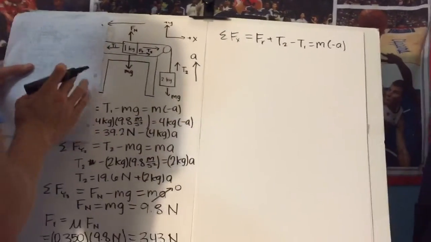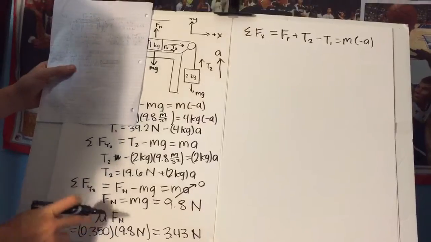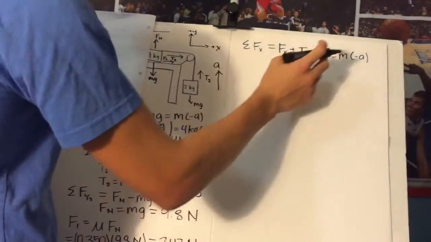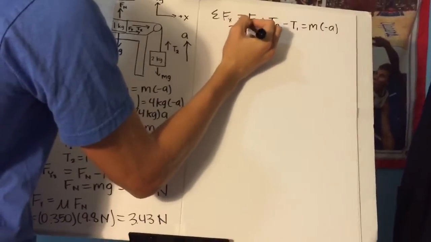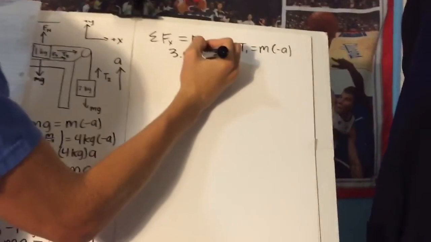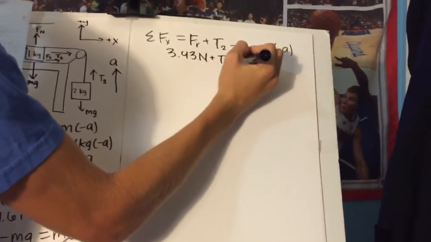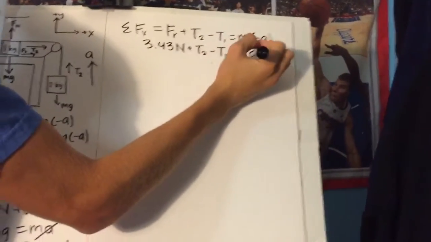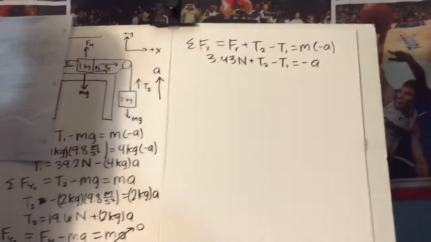and that's opposite of what we decided positive x would be. So when we just plug in what we found for the friction, we isolate negative a, we get 3.43 newtons plus T2 minus T1 equals negative a, because the mass of this object is 1 kilogram, so it's going to equal negative a.